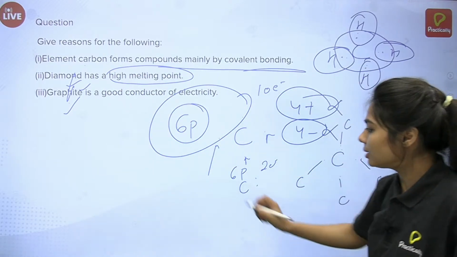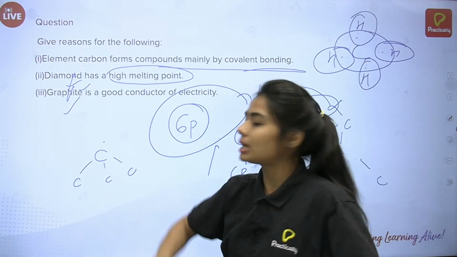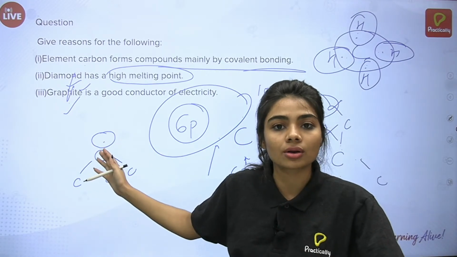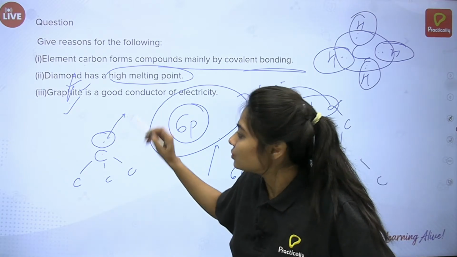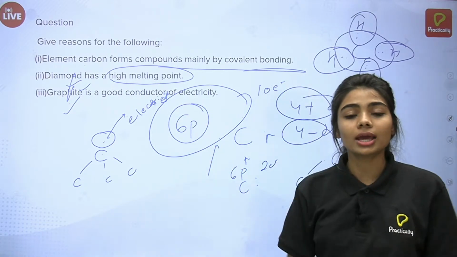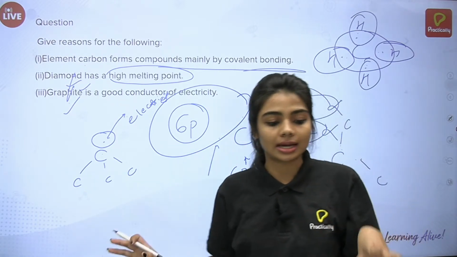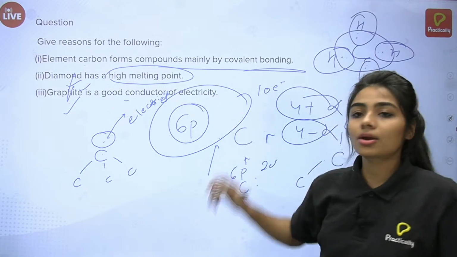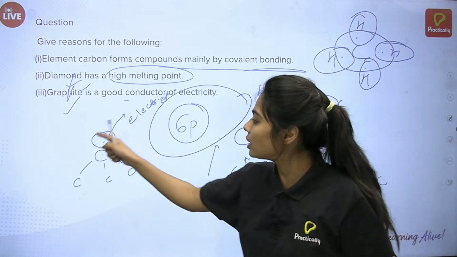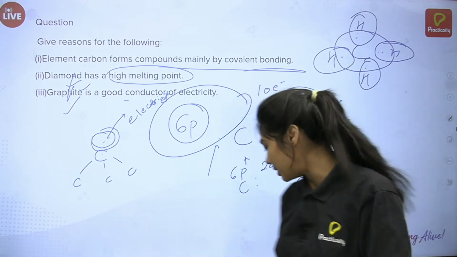But what about graphite? In graphite, each carbon is attached with only 3 carbons and 1 valence electron is left. What will this free electron do? This free electron will help conduct electricity. Wherever there is a free electron, it will help in the conduction of electricity. So graphite is a good conductor of electricity because carbon is bonded with 3 other carbon atoms and it has only 1 free valence electron.